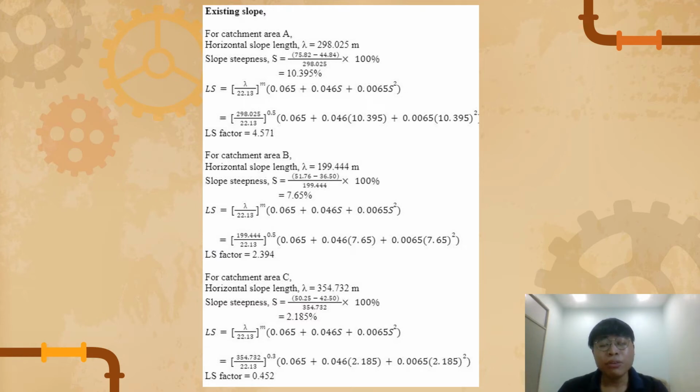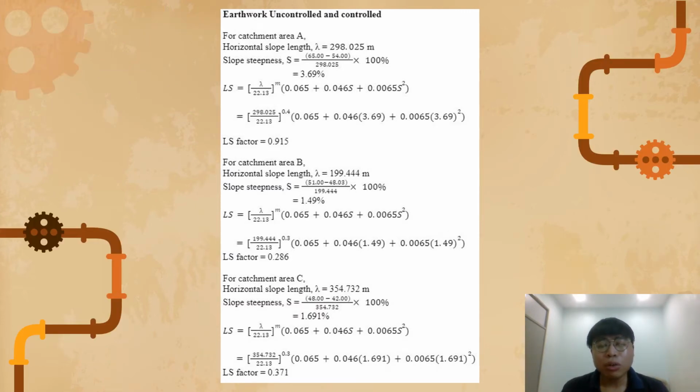Similar with catchment area C, we analyze the horizontal slope length, and from there we also use the existing contour map to get the elevation. From the highest to lowest, we subtract the difference, and then we get the percentage, and then we apply it. We get the LS factor is 0.452.